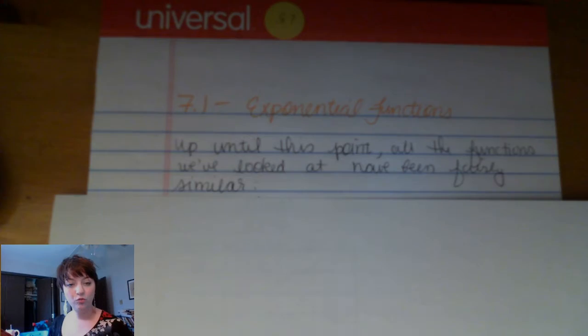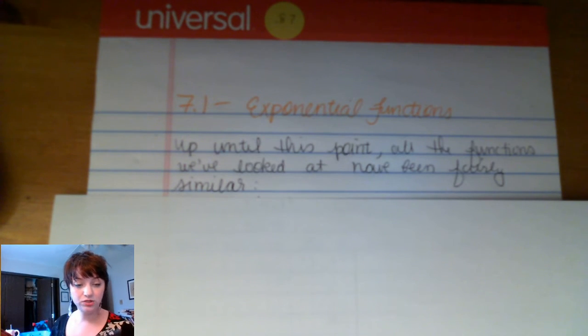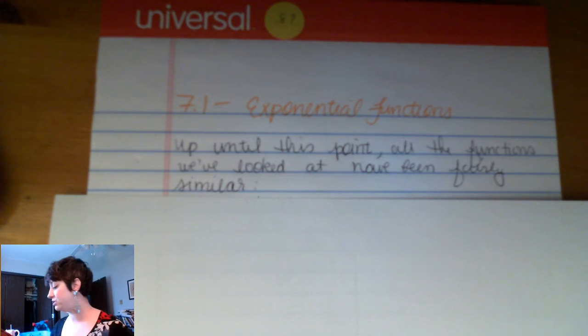Welcome to 7.1, the first section in Unit 5, which is the last unit that we cover in this class. So 7.1 is exponential functions and also their graphs. Like I said in the Unit 5 intro video, basically everything that we've looked at up to this point is kind of the same. It might not feel like it, but they mostly were.